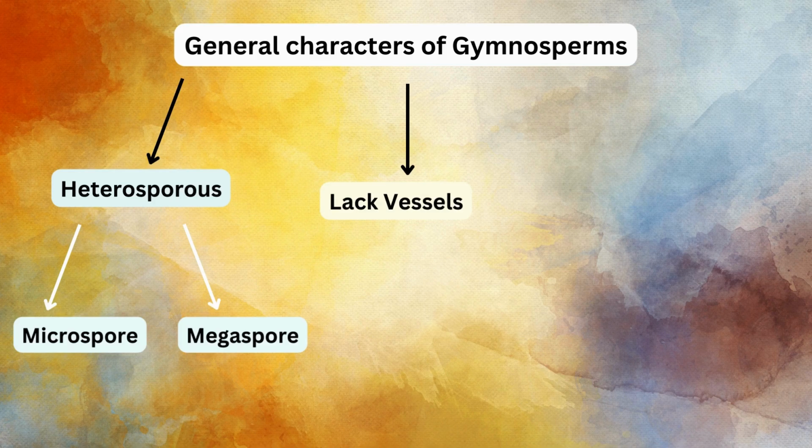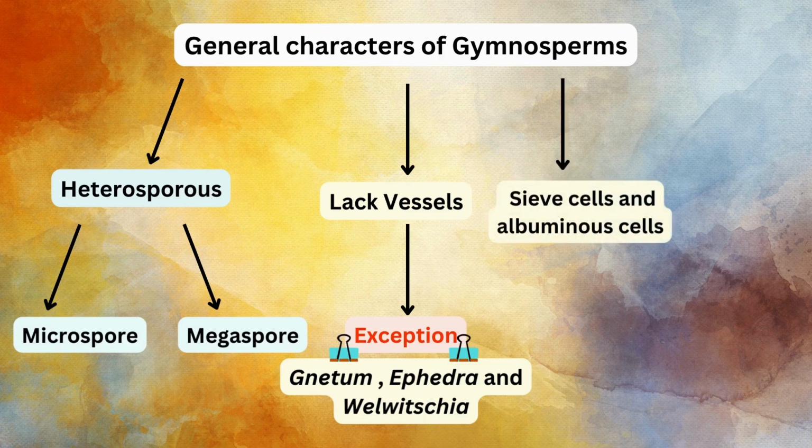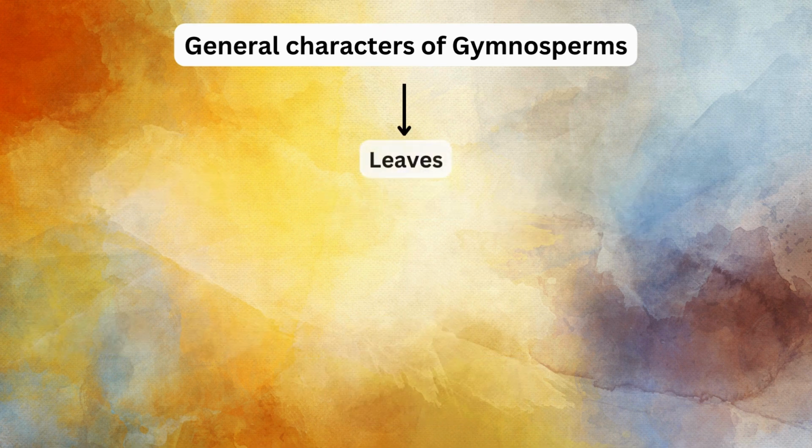In gymnosperms vessels are absent, but there are a few exceptions which are Gnetum, Ephedra and Welwitschia, which have vessels. Gymnosperms have sieve cells and albuminous cells. The primary root system in gymnosperm is the taproot system.